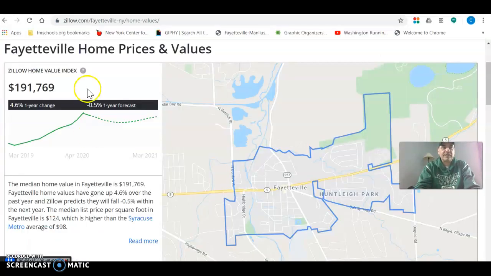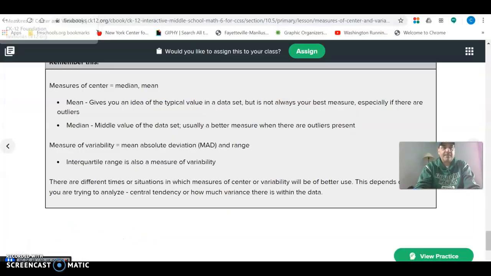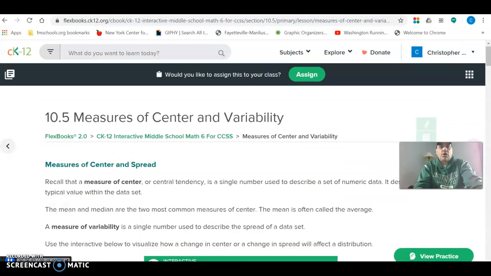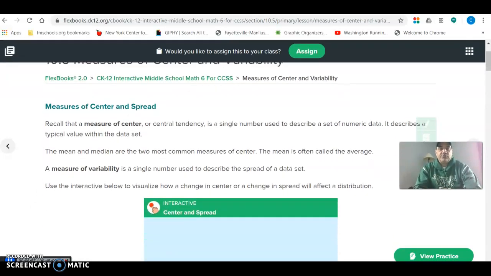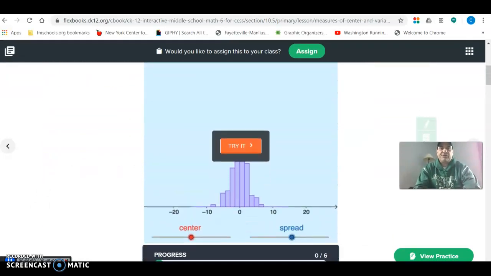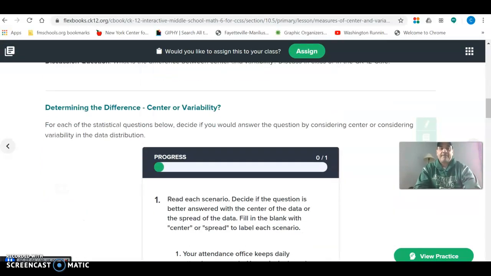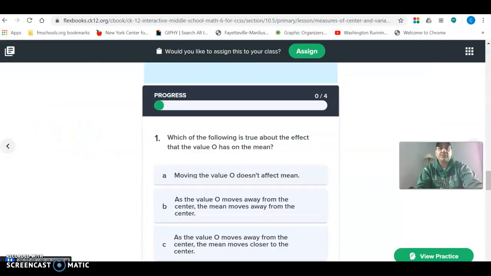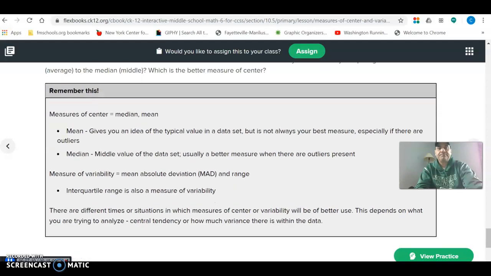In your CK12 lesson today, it's going to walk you through measures of center and variability. It will give you some of those details we just talked about, and some interactives to try. We'll spend some time talking about the outlier and how important that is. Okay.